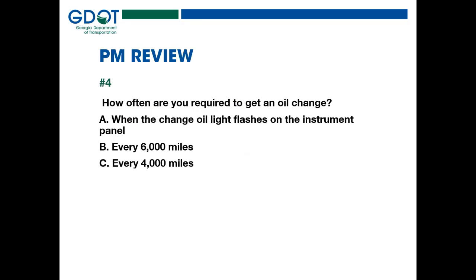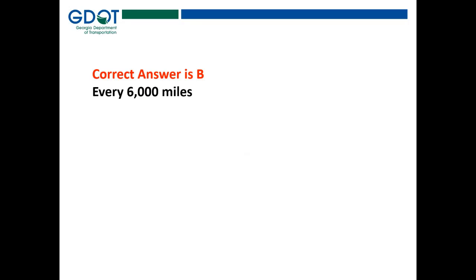How often are you required to get an oil change? A, when the change engine oil light flashes on the instrument panel, B, every 6,000 miles, or C, every 4,000 miles. The correct answer is B, every 6,000 miles.